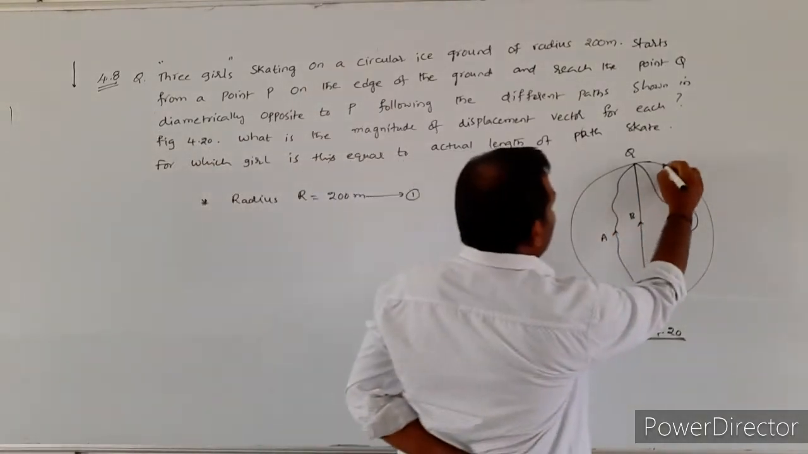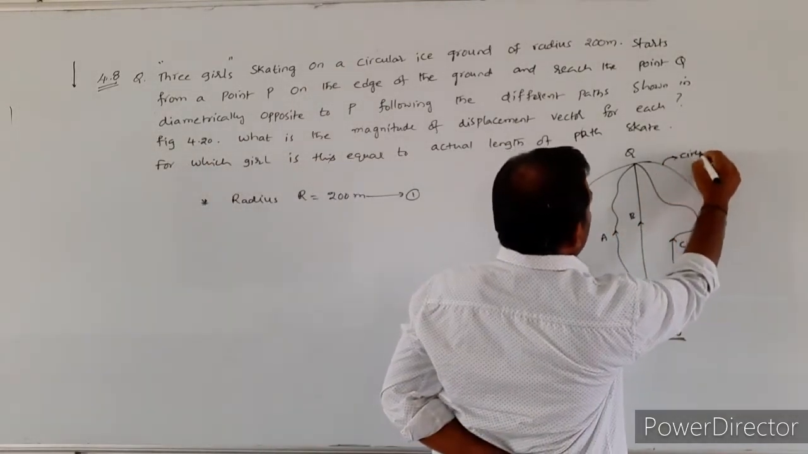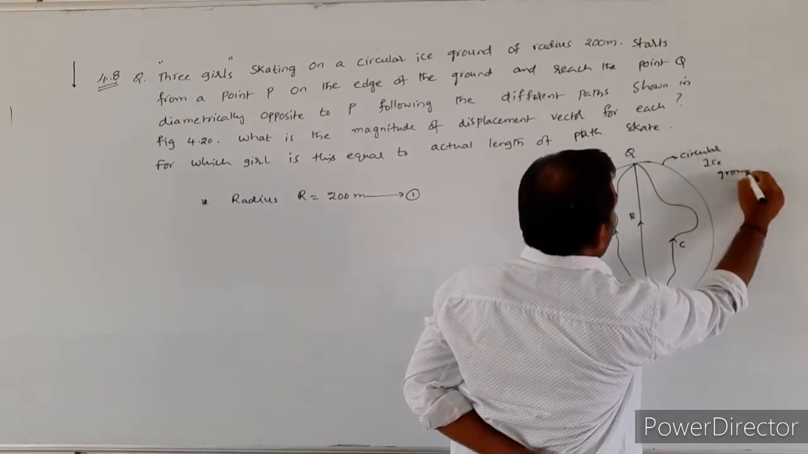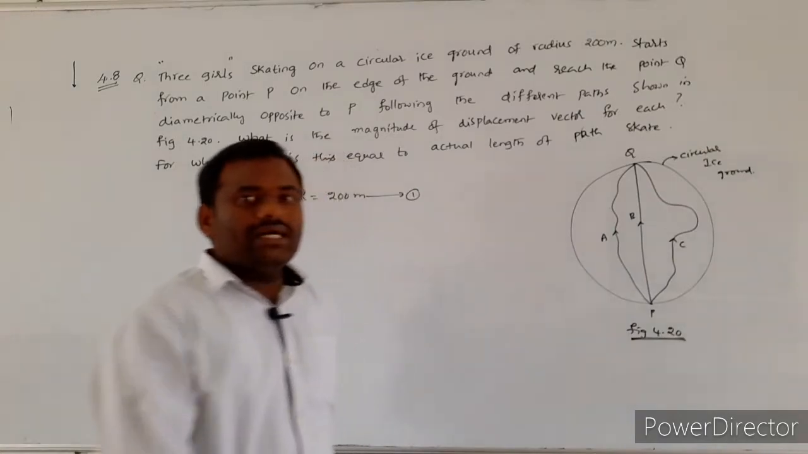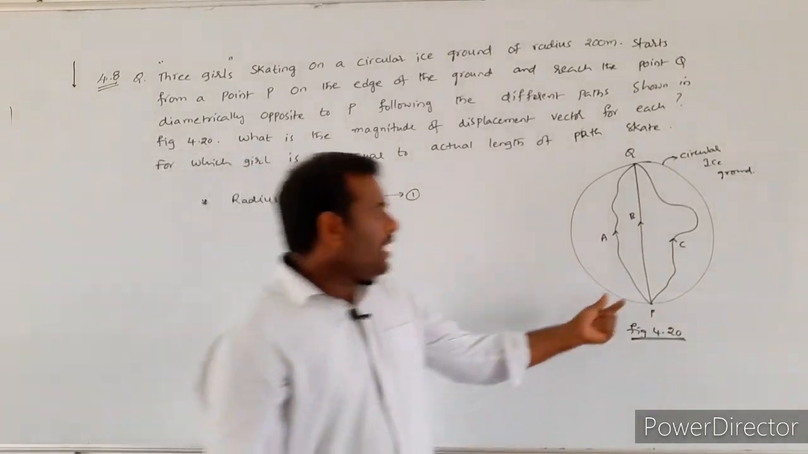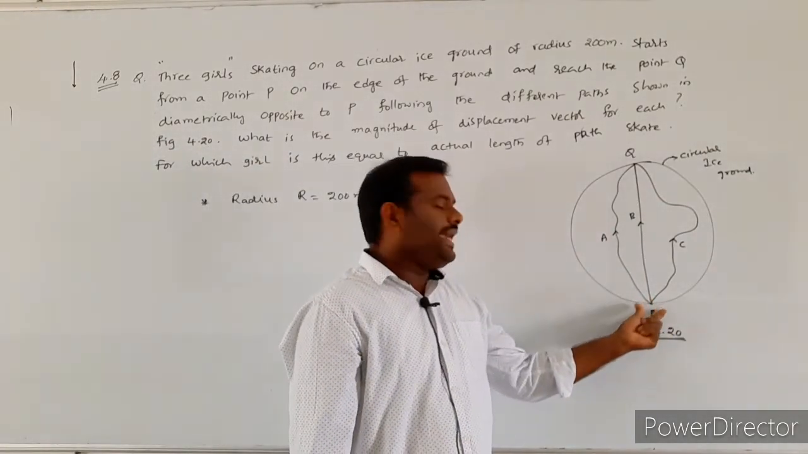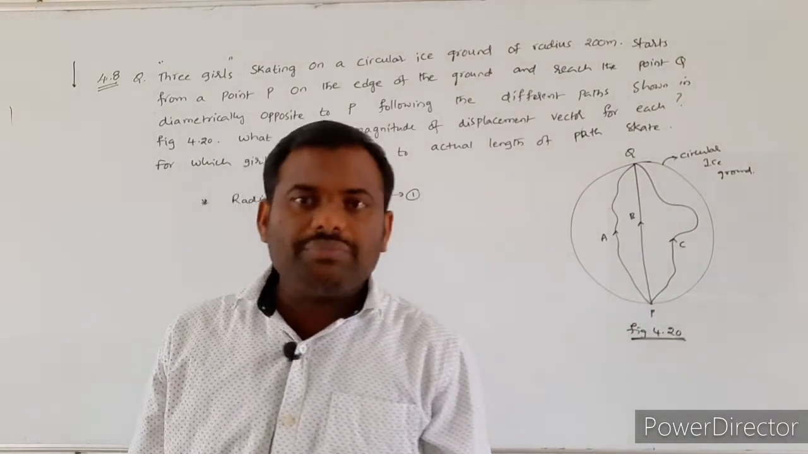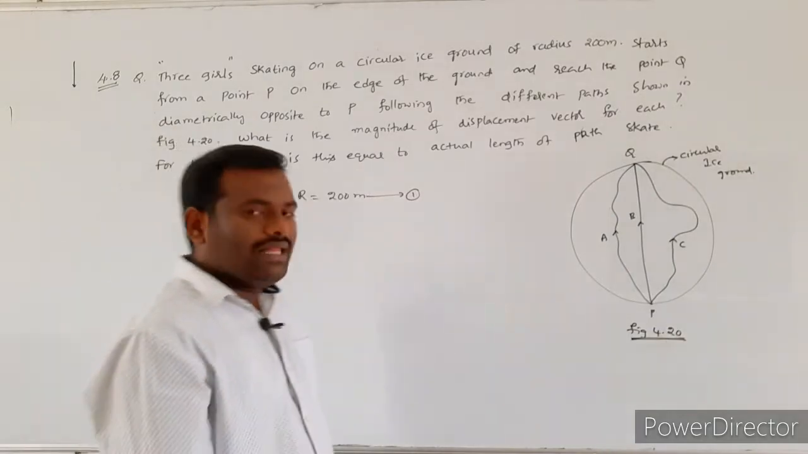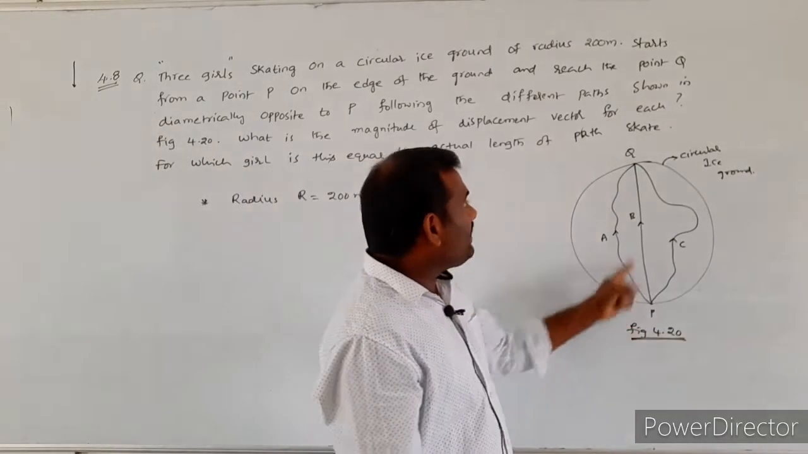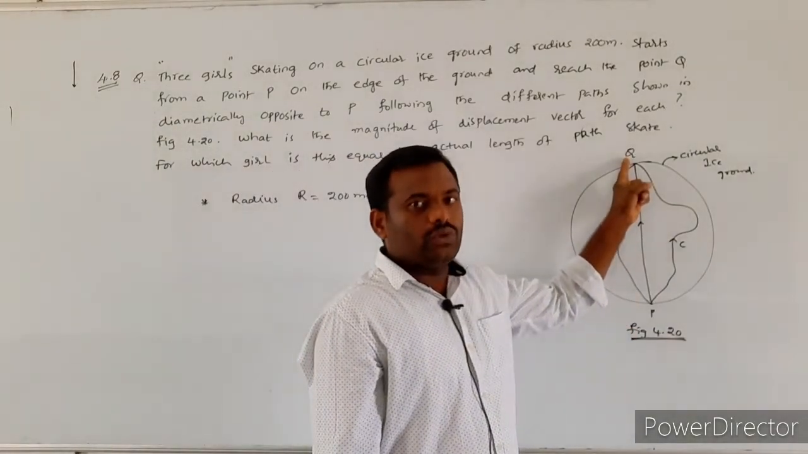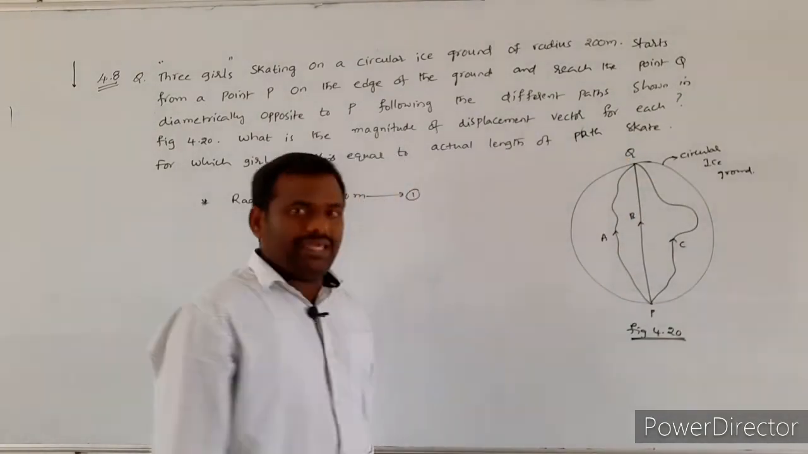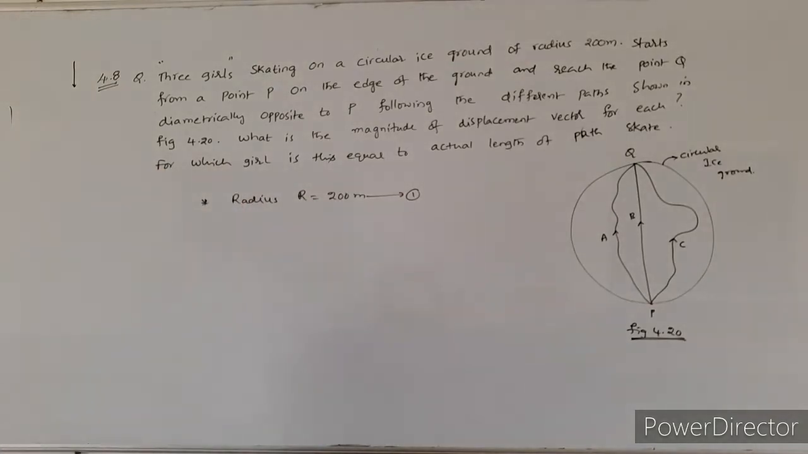So this is a circular ice ground, and on it the three girls are skating. All of them start from the point P simultaneously. Where are all the girls starting from? From the point P simultaneously. And all three girls reach the opposite point Q, which is diametrically opposite to the point P.